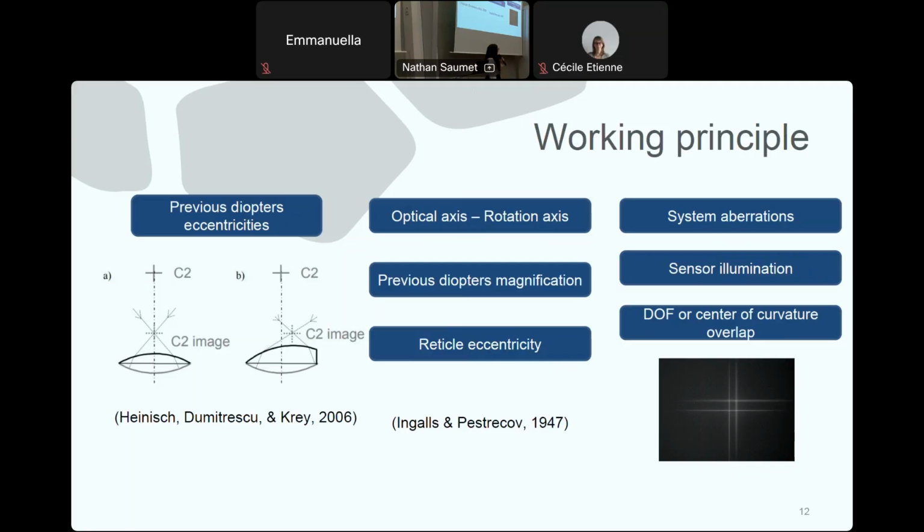But still nowadays there are some problems that are not always taken into account, such as the inner system aberration, sensor illumination that can be complicated when we have a lot of diopters, or even the depth of field, or DOF, or the center of curvature overlap we can have that does not allow us to distinguish diopters for the measurements.